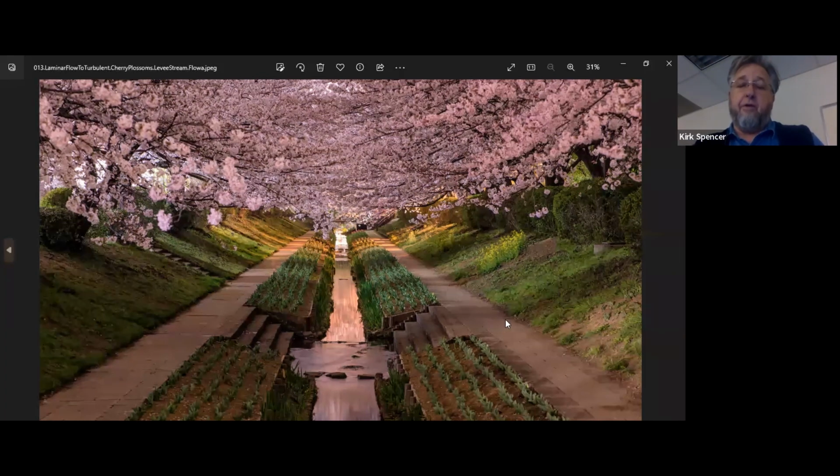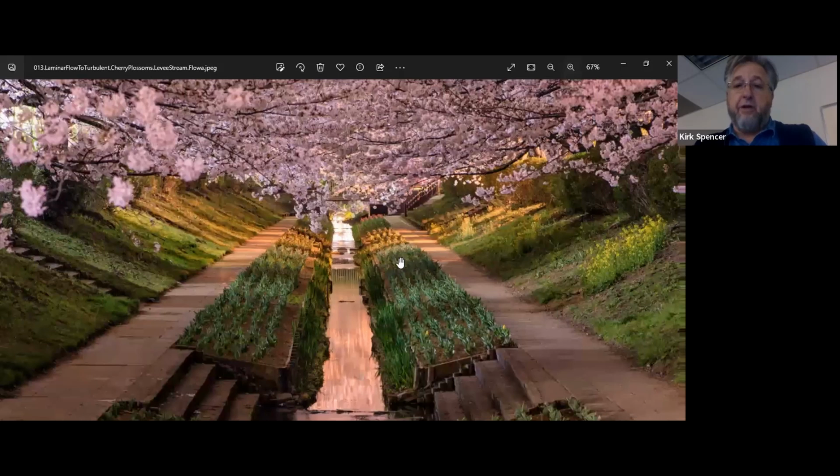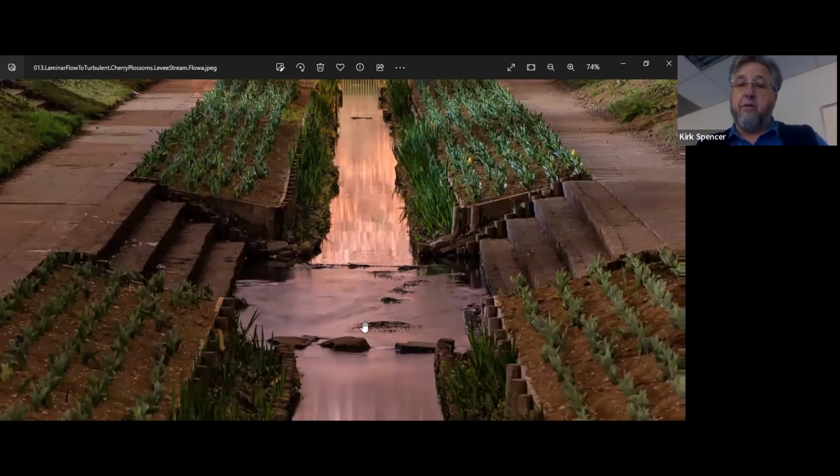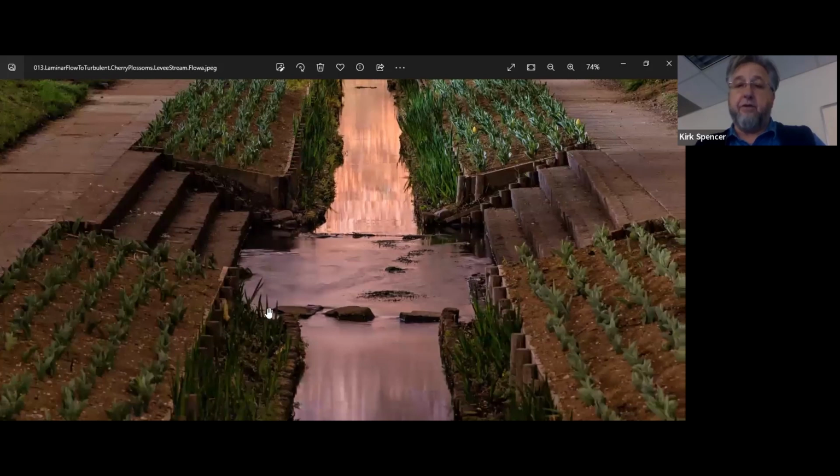This is a very beautiful sort of man-made river channel they've created here with some cherry blossoms over it. But if you look carefully at the stream that's flowing there, you can see where the channel is deeper. You see how the surface looks like a mirror? That's what they call laminar flow. And then when it gets to a shallow area with rocks that are sticking above the surface, you see how the surface is broken up?